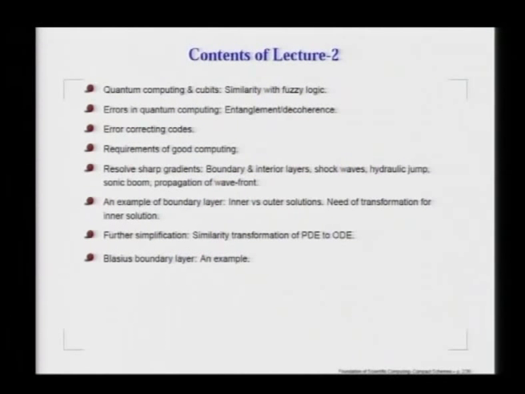Leaving aside this futuristic topic of quantum computing, we are going to talk about scientific computing in the classical sense, and that will begin with a discussion on requirements of good computing. One of the requirements is listed here as resolving a sharp gradient, and this comes about in resolving various boundary and interior layers, shock waves, hydraulic jumps, sonic boom, propagation of wave fronts, and this will be followed by an example on boundary layer.